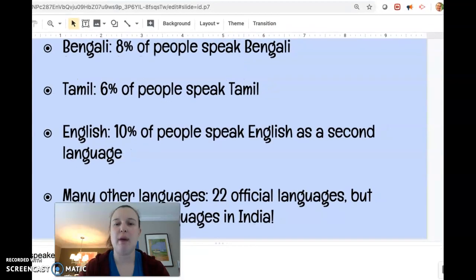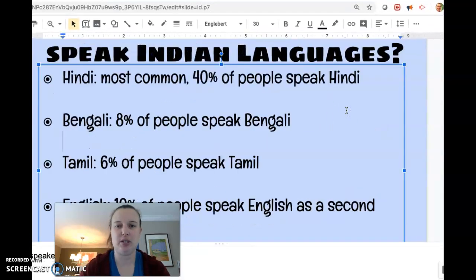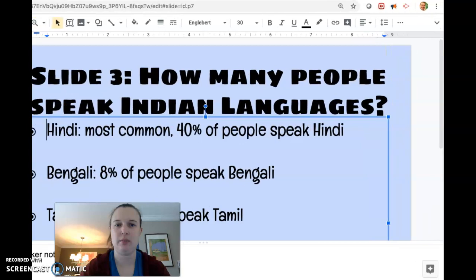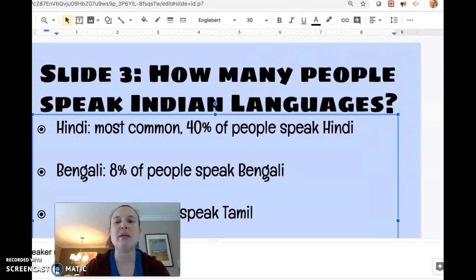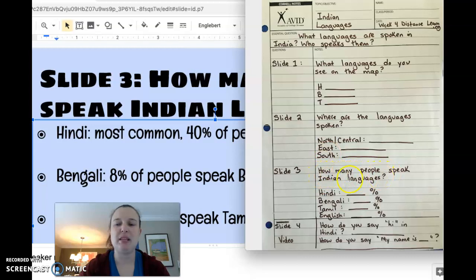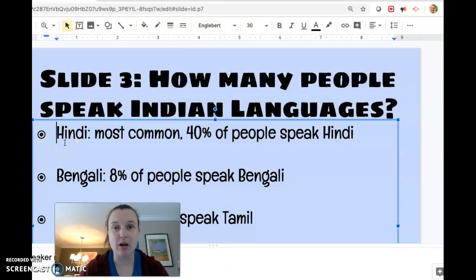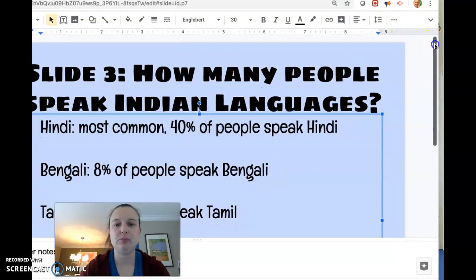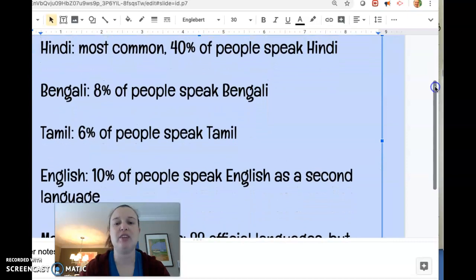Here's our next slide about who speaks these languages. So, get to the top here. Okay. Slide 3. How many people speak the Indian languages? So in your notes, we have how many people speak the Indian languages. You're looking to write the percents. So Hindi is by far the most common, and 40% of people speak Hindi. Bengali, only 8% of people in India speak Bengali. For Tamil, 6% of people speak Tamil.